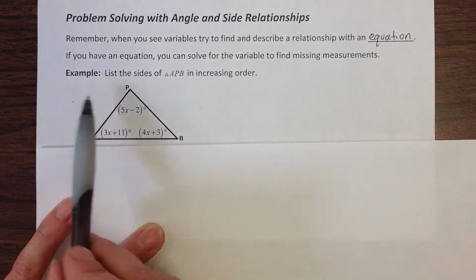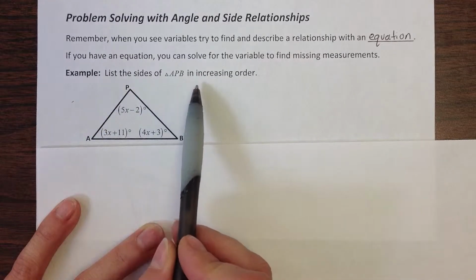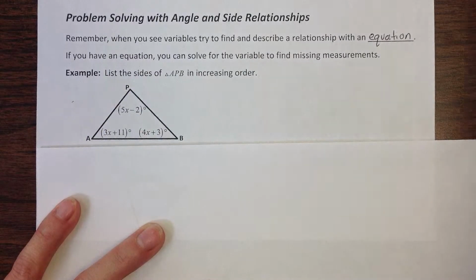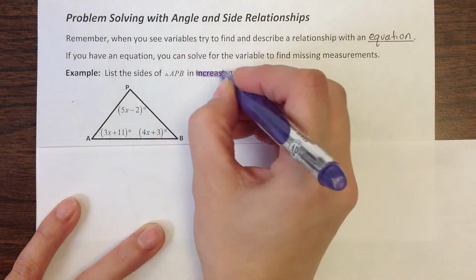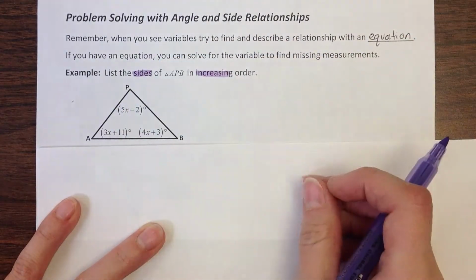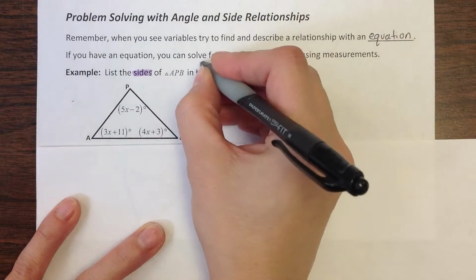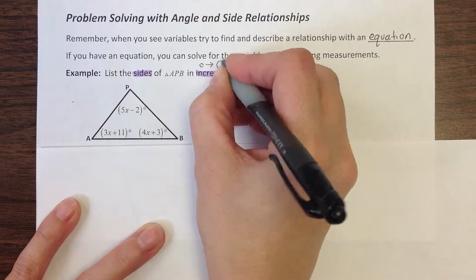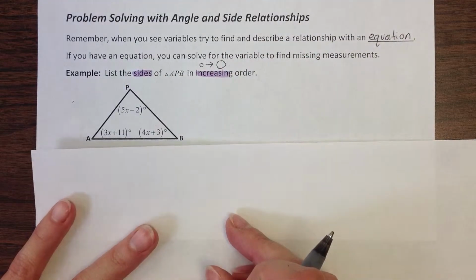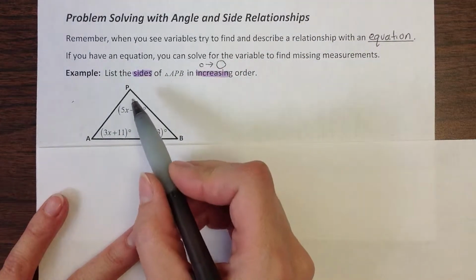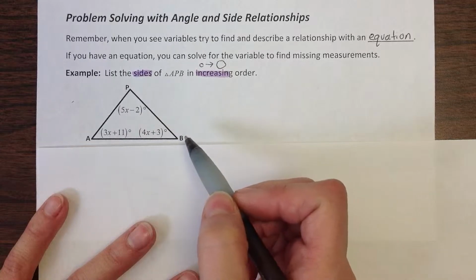So my directions have asked me to list the sides of triangle APB in increasing order. So again, I'm focusing on the directions here. I want to list sides, and I want to put them in increasing order. Increasing means start small, go big. So again, if I can find these angle measures, I'm going to be able to do that.